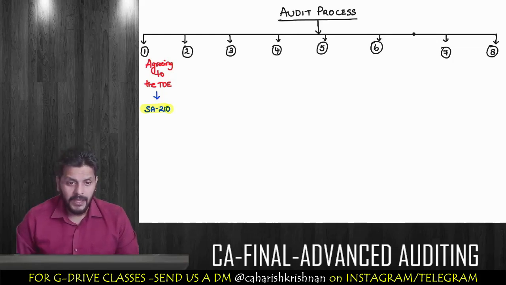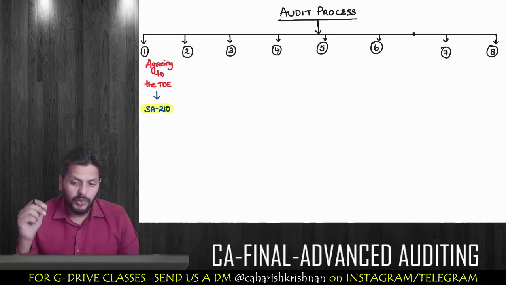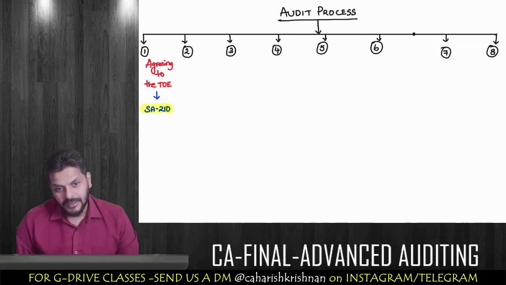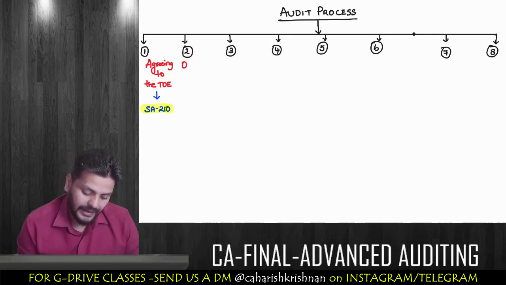If you remember, the standard has a very broad name, identifying and assessing the risk of material misstatement through obtaining an understanding of the entity and its environment. Where in the entity's environment, we also include internal controls, right? So, step number 2 is about obtaining knowledge of client business.